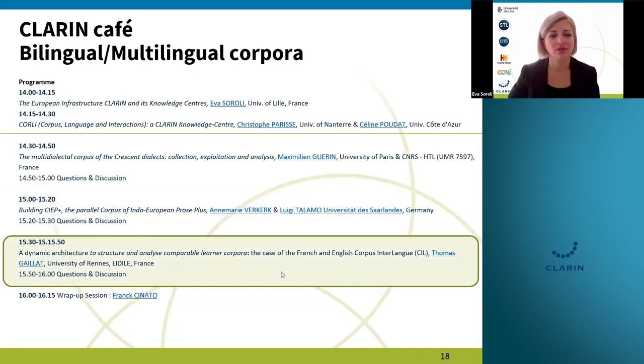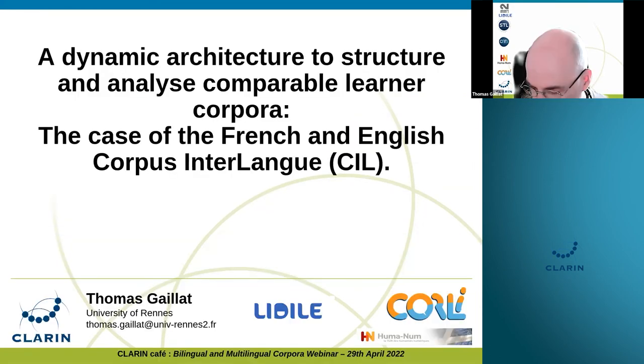Our last speaker and co-organizer of this event is Thomas Peya, associate professor of corpus linguistics at the University of Rennes in France. He's working at the intersection between natural language processing, corpus linguistics, and statistics. His current research is mostly focused on language acquisition questions, and the development of tools that automatically extract and visualize linguistic profiles in texts written by learners of English. He will talk about dynamic architecture in structuring and analyzing comparable learner data and present the case of the French and English corpus Interlang. So let's go.